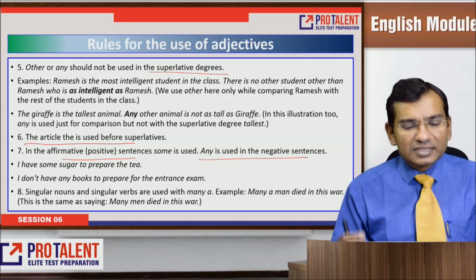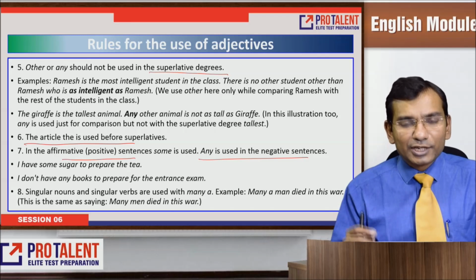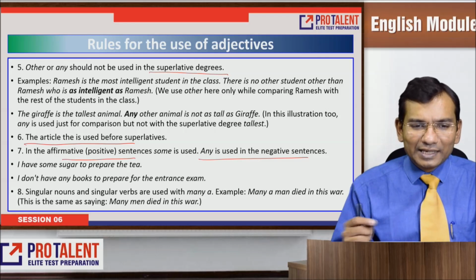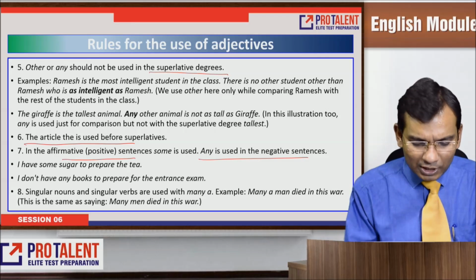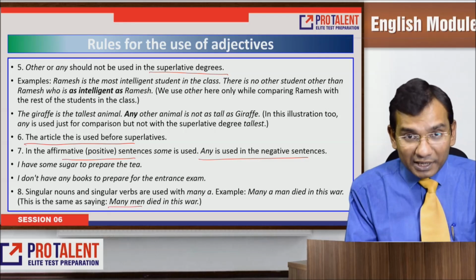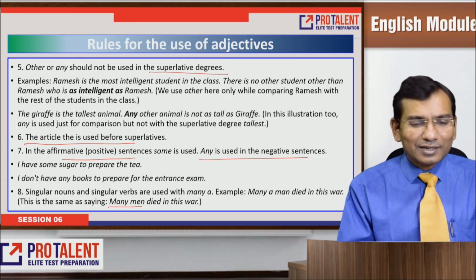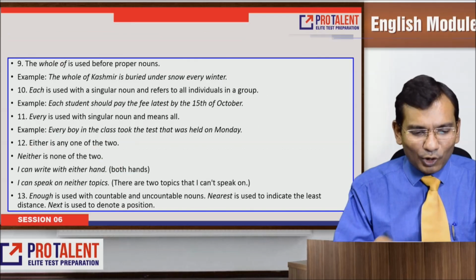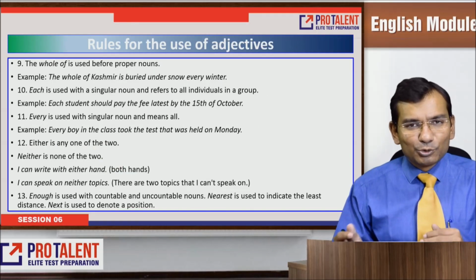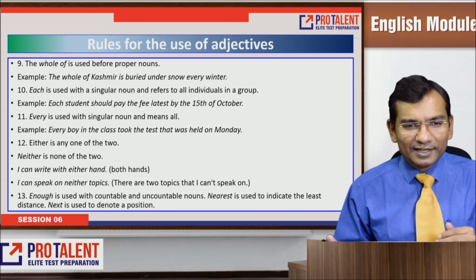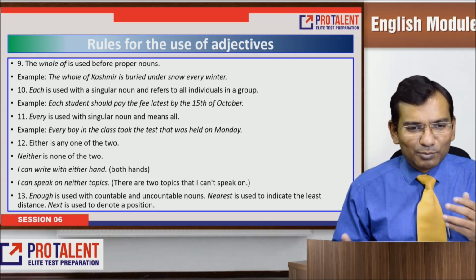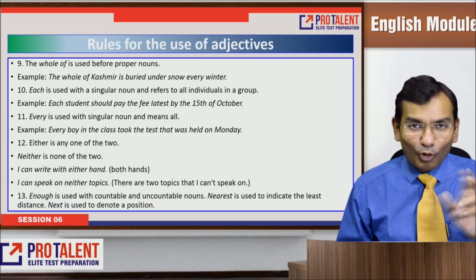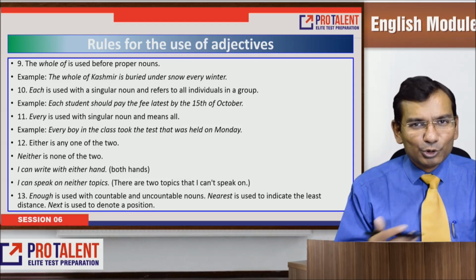Coming to number 8, singular noun and singular verbs are used with many, like many a man died in this war. Many a man. This is how it will be used. Like you can say, this is meaning is many men died, but you can't say many men died. So what do you say? Many a man died in this particular war. The whole of is used before the proper noun. ध्यान रखना है. The whole of Kashmir is buried under the snow every winter. So proper noun होगा Kashmir, उसी के आगे whole of use होगा. Whole of you नहीं चलेगा.